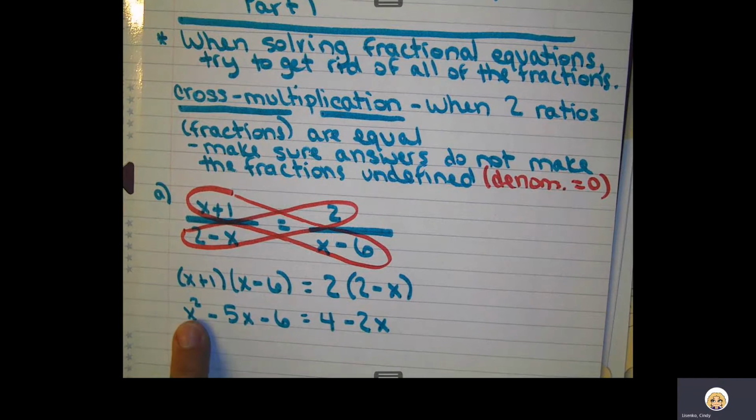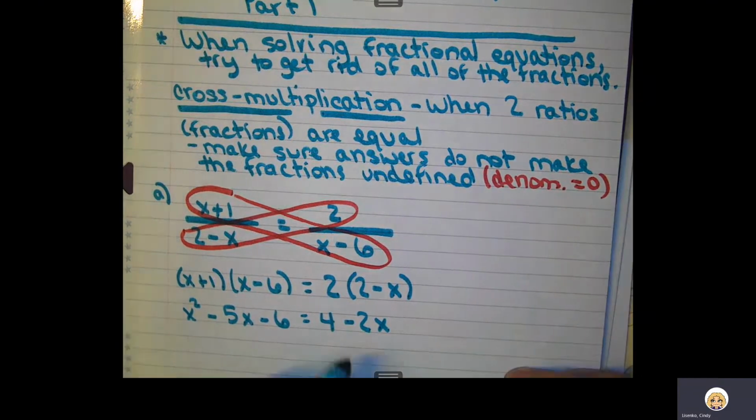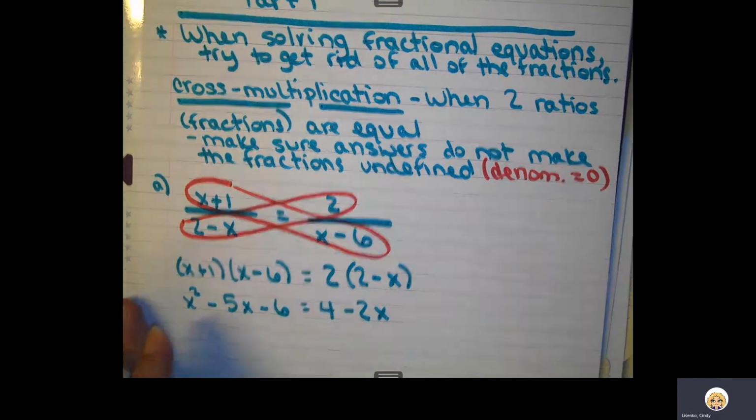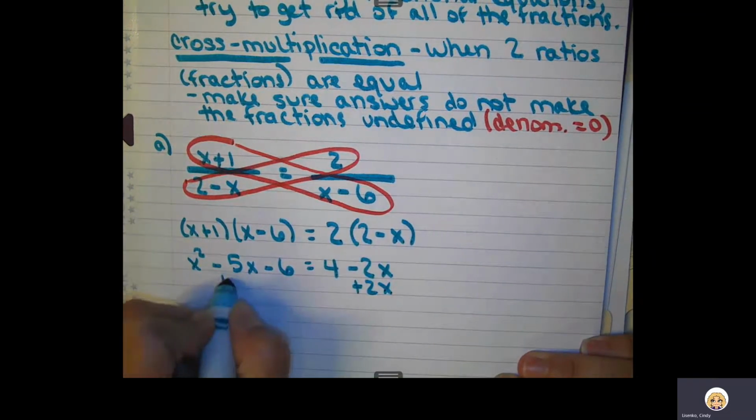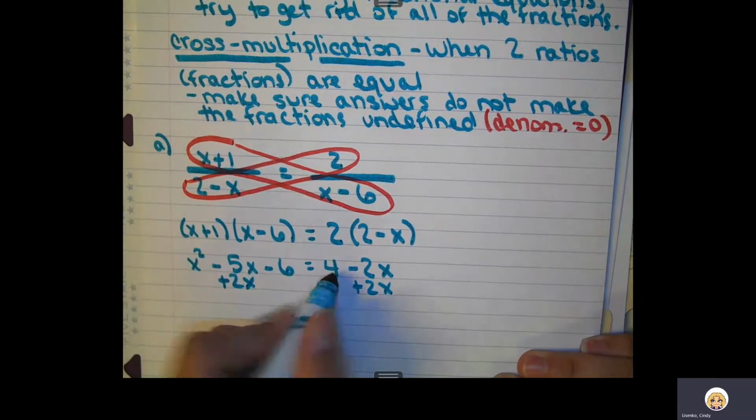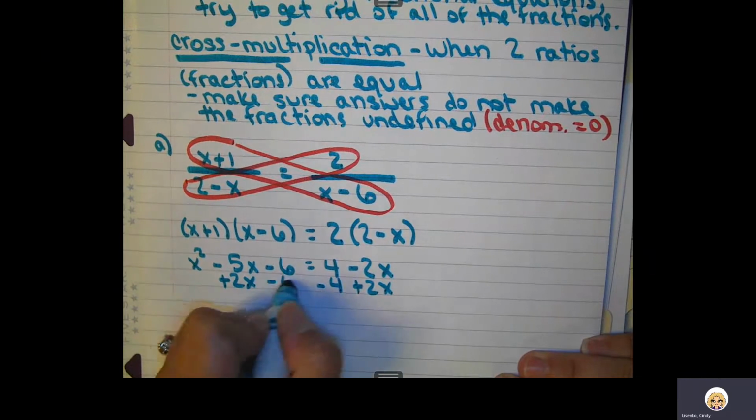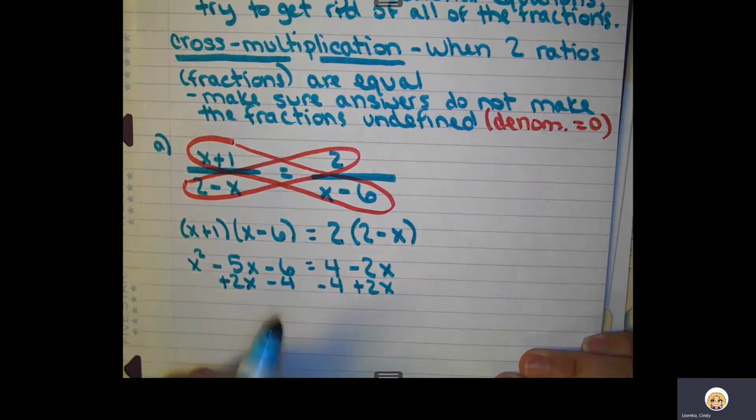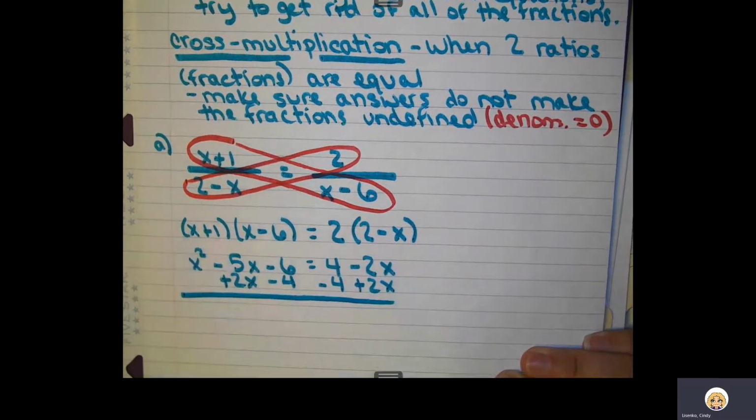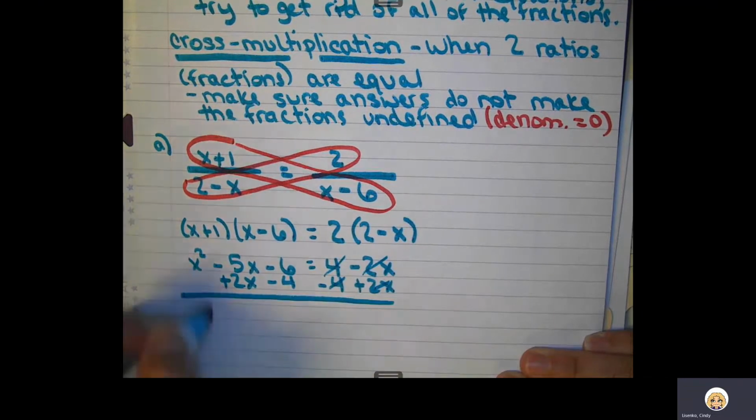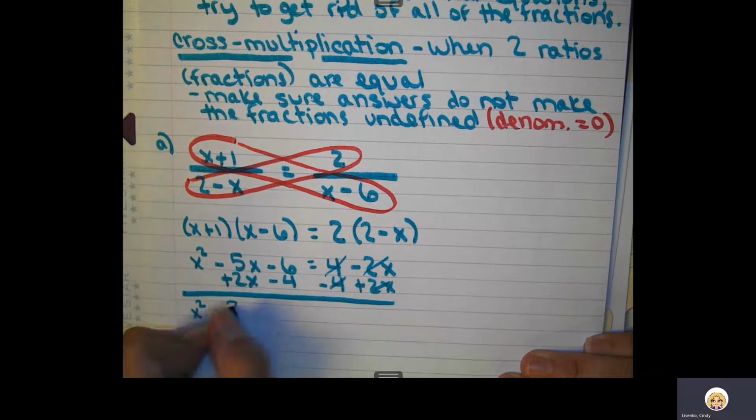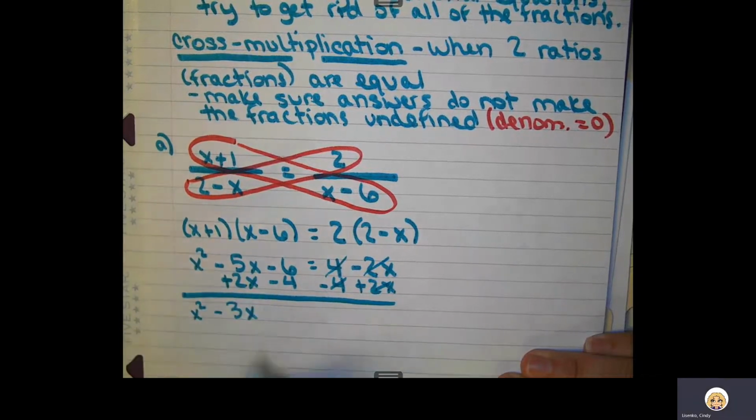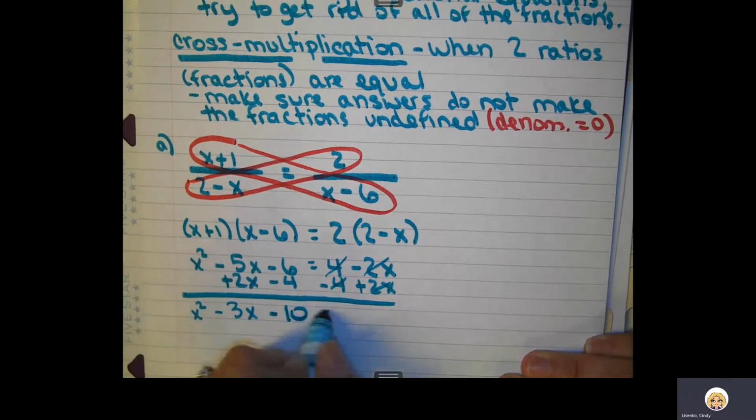Because we have a power of 2, we want to get it equal to 0. So we're going to move both of these terms to the left side. So I'm going to move this 2x over by adding 2x, and I'll put it underneath the 5x. I'm going to move this 4 over by subtracting 4 and putting it underneath the 6. If I do that, my 4's and my 2x's cancel out, and my new equation becomes x squared minus 3x minus 10 equals 0.